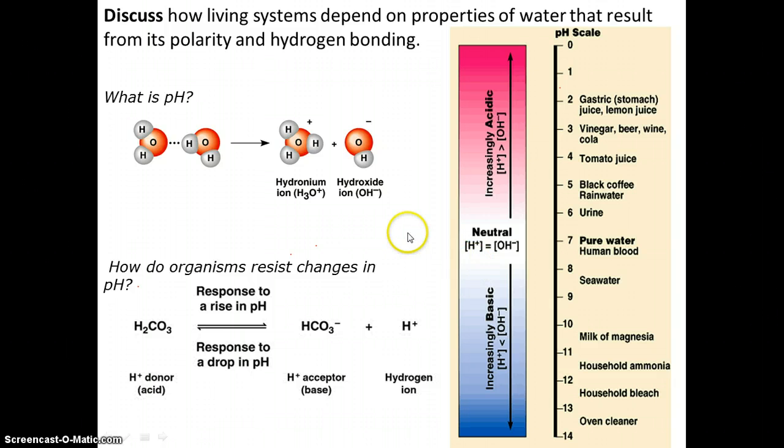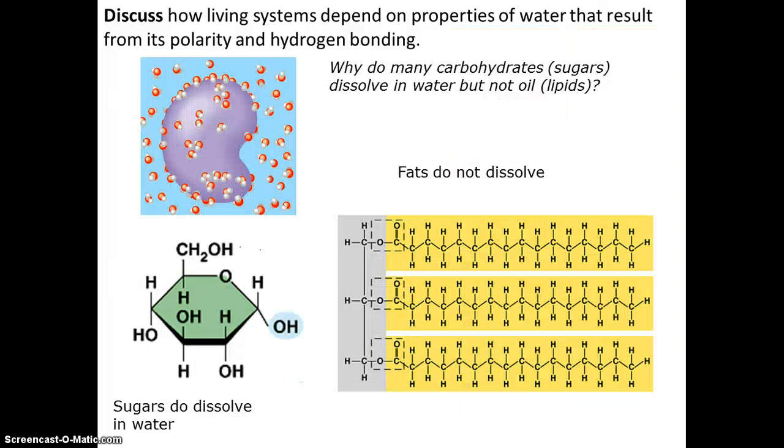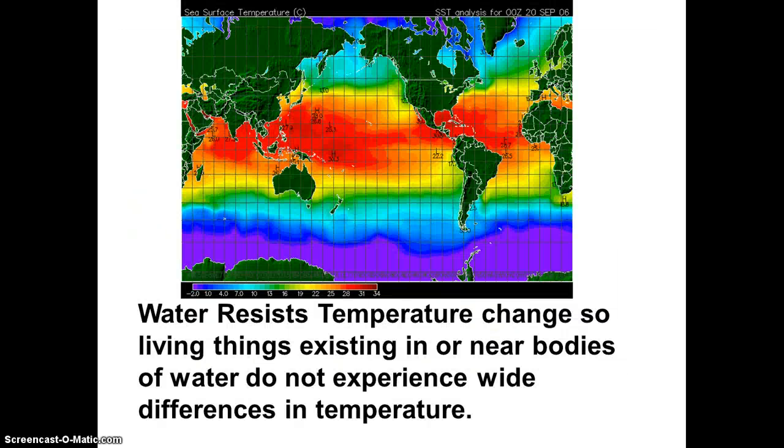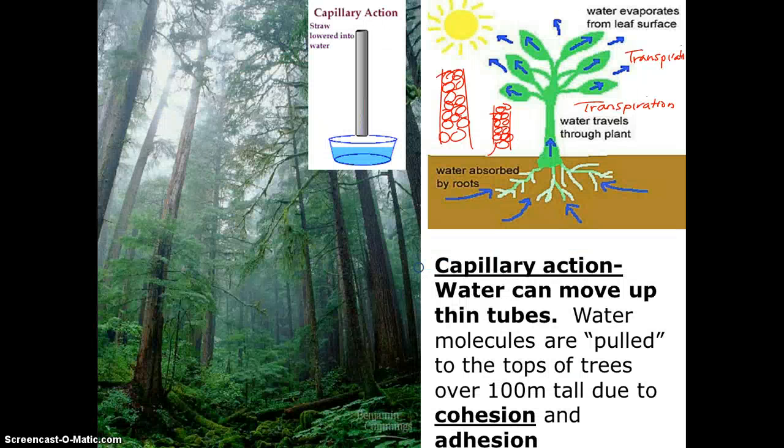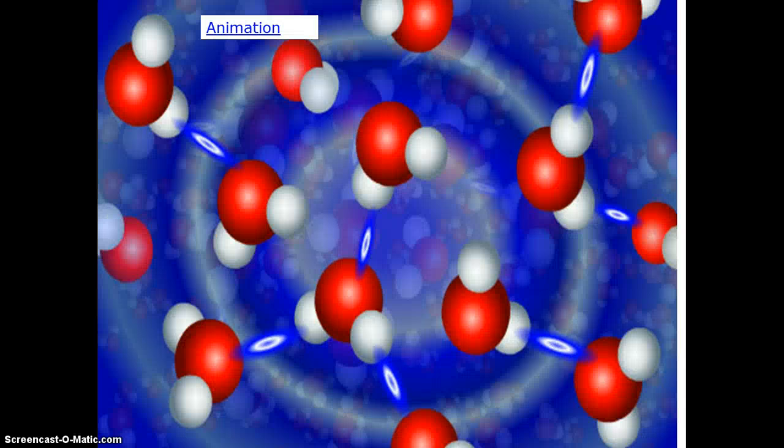So water is polar, and because it's polar, it's cohesive and adhesive, and that cohesion allows water to have surface tension. Water stabilizes temperature, has high heat capacity, and ice floats when water freezes. These are all important properties of water that allow life to exist.